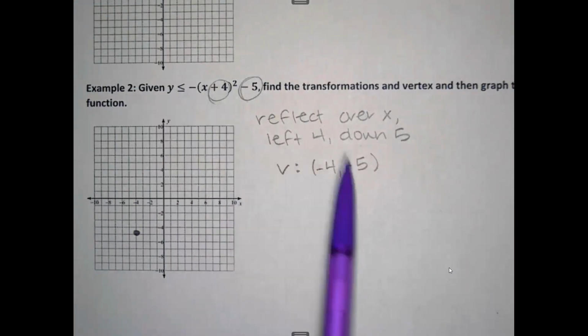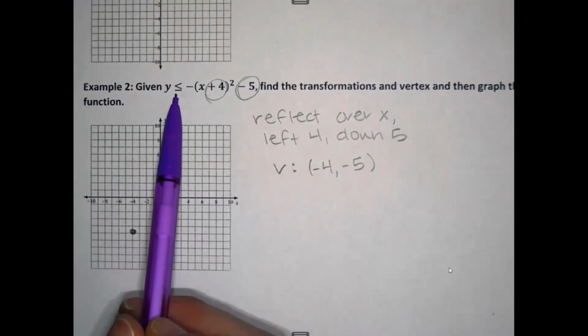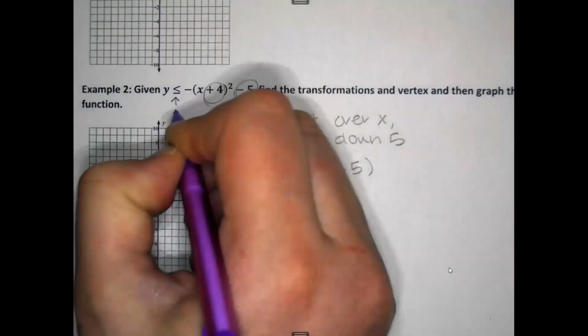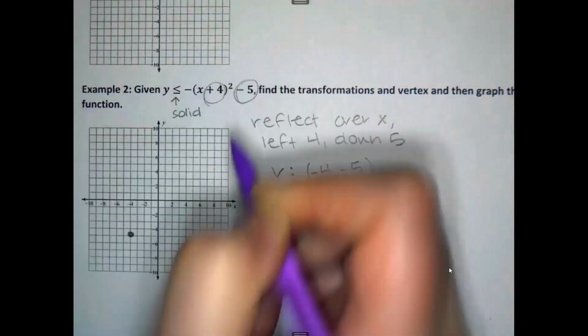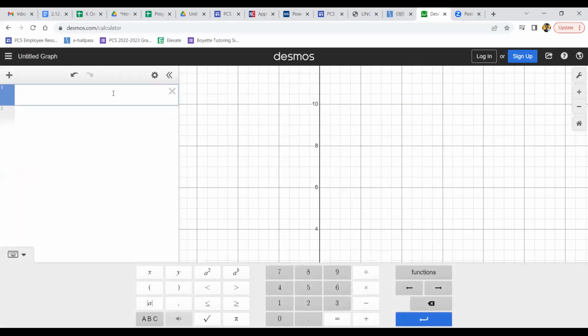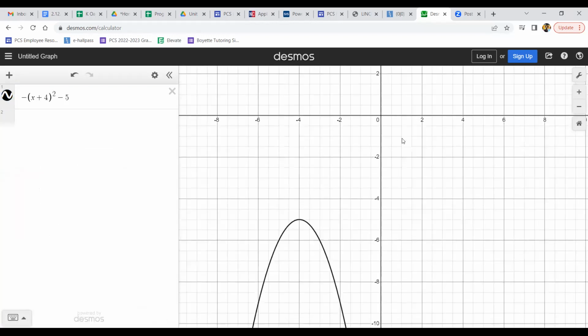Okay, so left 4, down 5. Is my line going to be a dotted line or a solid line? It's going to be a solid line. So based on this, we're going to have a solid line. All right, so let's go ahead and get this plugged into Desmos. So negative x plus 4 squared minus 5. There it is. It's all the way down here.